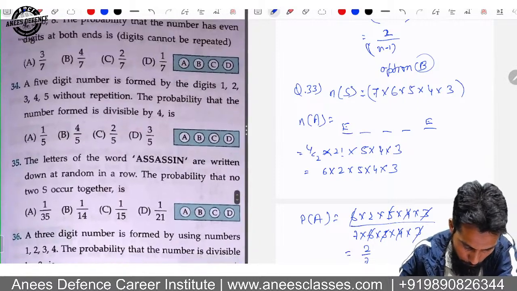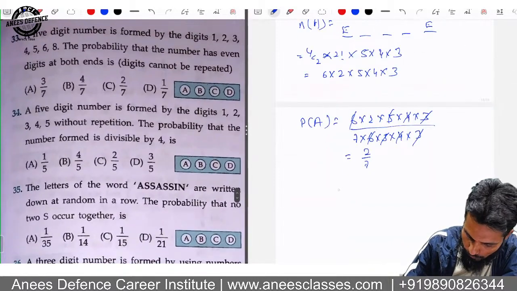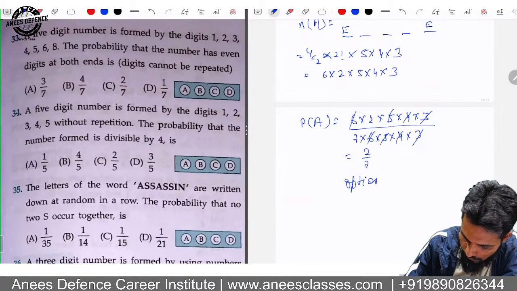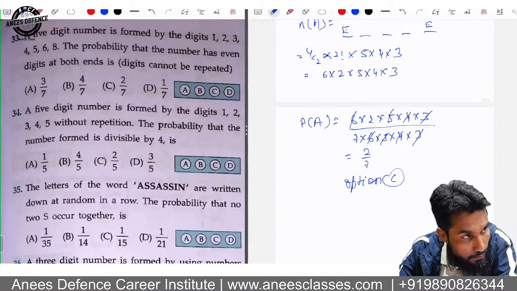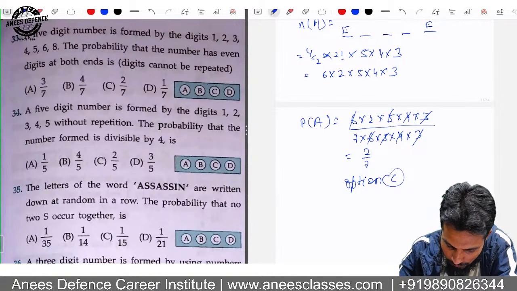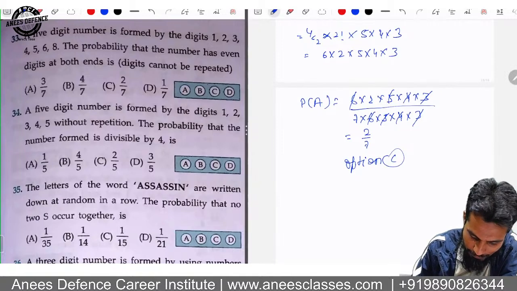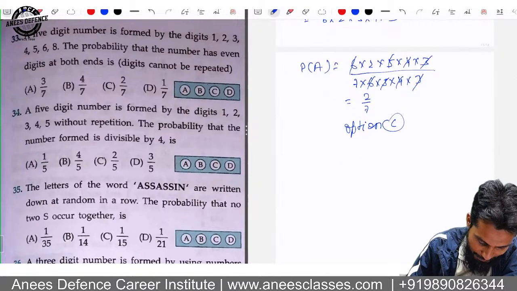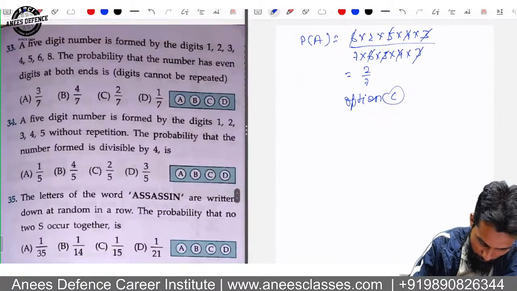So understanding is important. Try to understand it. Option C. Yes. Understanding is important. Yes, fine. So, the next question after 33 is 34.